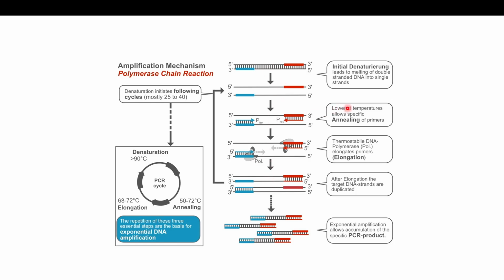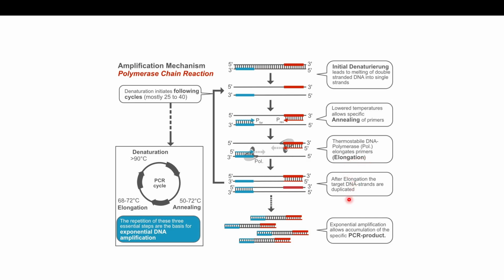This is the cycle. So you then lower down the temperatures to allow annealing of primers. Again, this particular temperature is decided based upon the composition of the nucleotides of the primers, and what is the length, etc., and whether the primers are making any clamp structure or any kind of secondary structures. Okay.